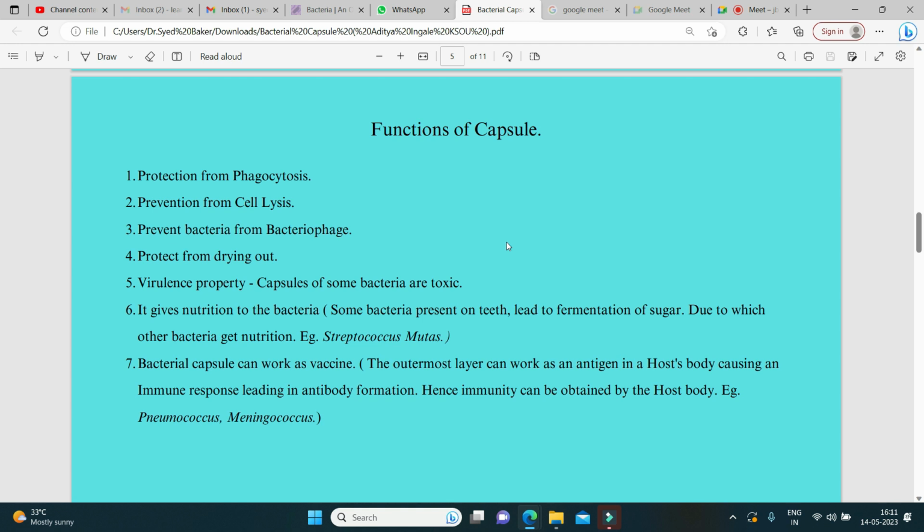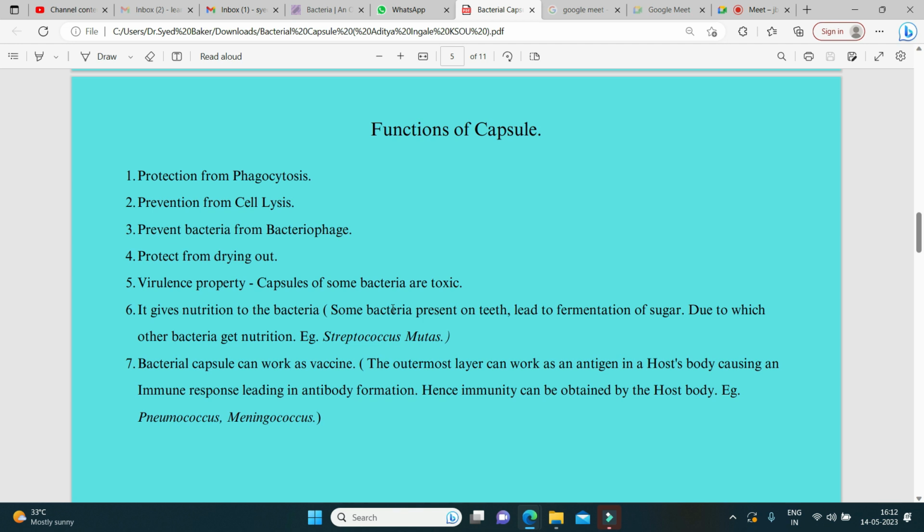Further, the seventh point, it gives nutrition to the bacteria. Some bacteria present on the teeth ferment sugar. Due to this fermentation of sugar, other bacteria get nutrition. So this is one of the functions. It gives nutrition to the bacteria. For example, Streptococcus mutans.